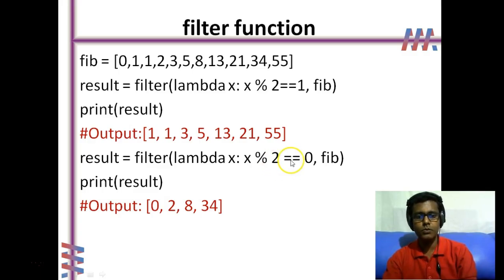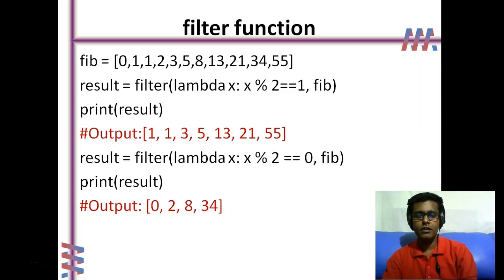So when I do 2 mod 2 equal to 0, the condition is true. So I will filter 2 and put it in the list result. So my result becomes 0, 2, 8, 34. That is, you will be getting the even numbers from the input list called fib.